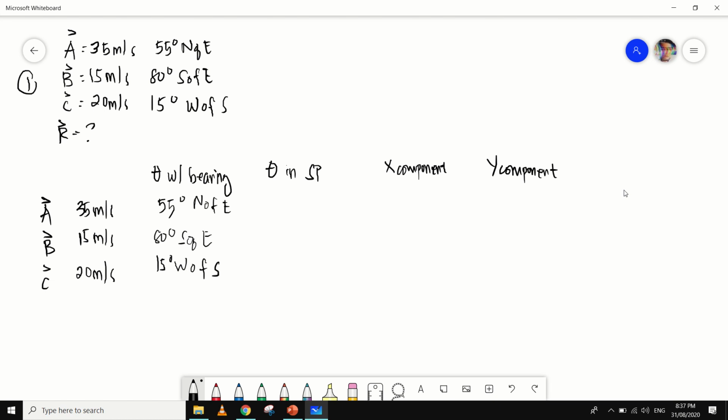Now, how do we get the angle in standard position? In our case, the best way is to draw it so you can better understand where it is in terms of the angle in standard position. Remember, the angle in standard position is how far the angle is, or what its location is, measured from the east. For vector A, let's try to draw it. North of east, so from the east going to the north, it is here. In terms of standard position, it is still 55 degrees.